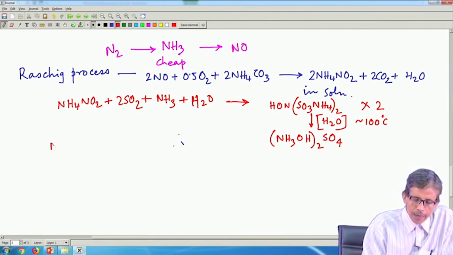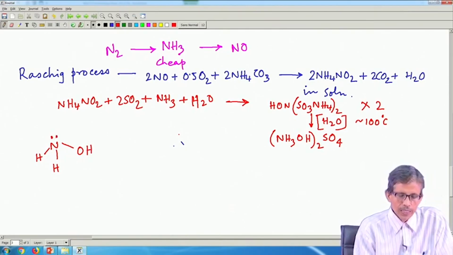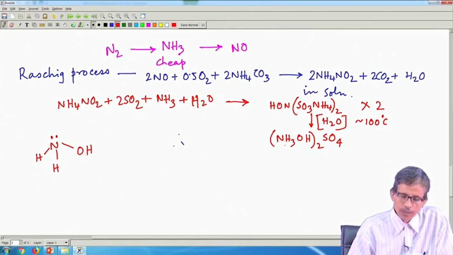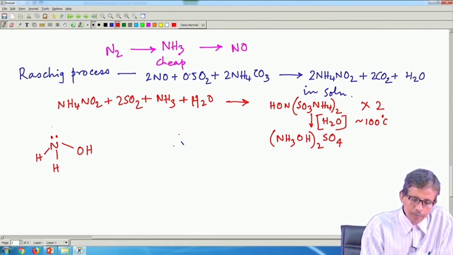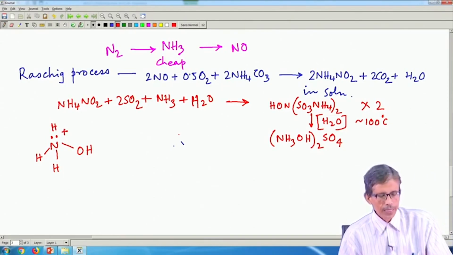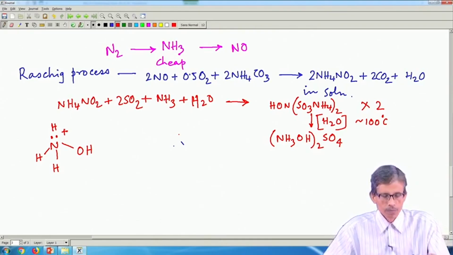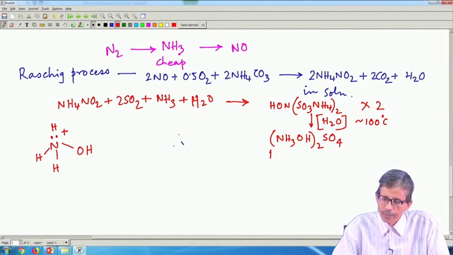So, what we have now, as we already saw, is hydroxylamine. When this gets protonated, we get NH3OH. So, this will have the charge. That means, if it is further protonated like ammonia, which gives you the ammonium ion, hydroxylamine gives you the corresponding hydroxylammonium ion. So, this is your hydroxylammonium sulfate.